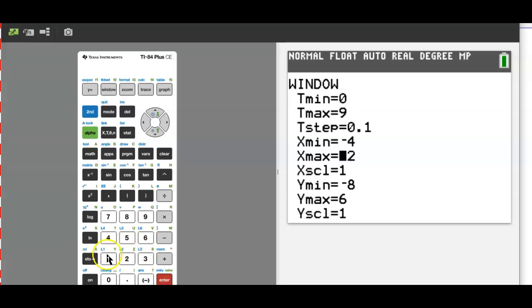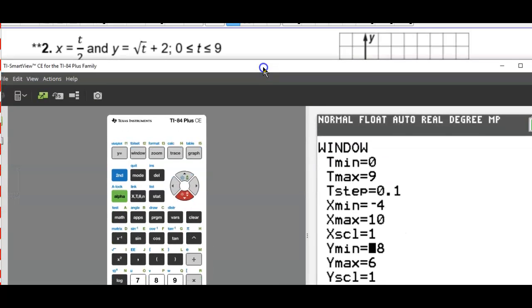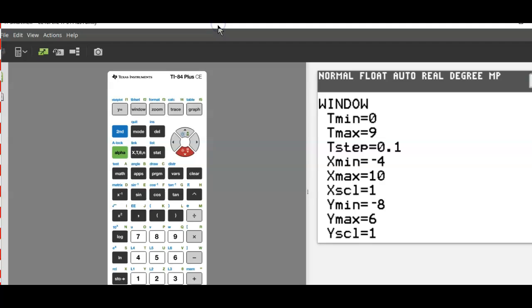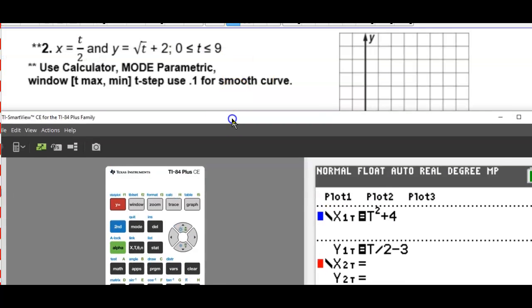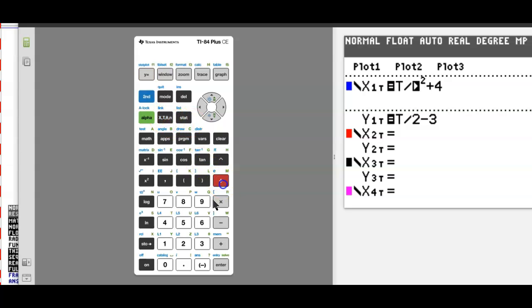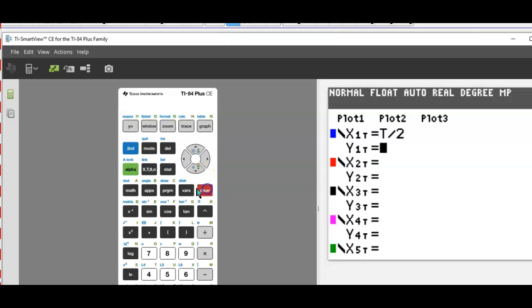Yeah, we could leave it -4 to 10. It doesn't matter as long as it fits on the graph paper. And then up and down, it went -3 to 7. I can do exact if that makes you feel better, but and then you have to change the equations. So the equations for this problem are just t over 2. Oops, I should have deleted all that first, cleared it out. And then for y, the equation is square root of t and then a +2 on the outside.